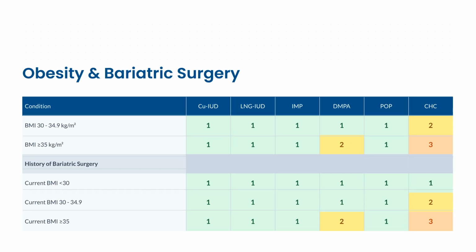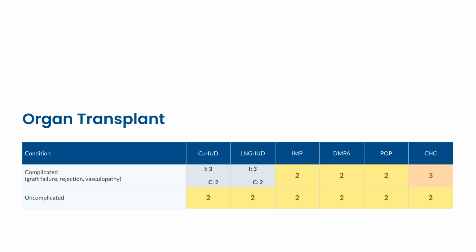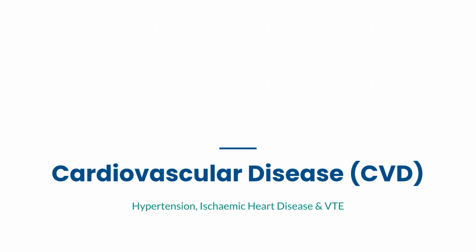Finally, this table outlines UKMEC recommendations for patients with obesity or a history of bariatric surgery. This slide outlines the UKMEC recommendations for patients with a history of organ transplantation, categorizing risk for various contraceptive methods. We now transition to cardiovascular disease, covering hypertension, ischemic heart disease, and venous thromboembolism.